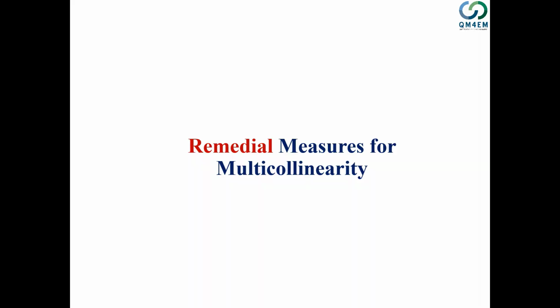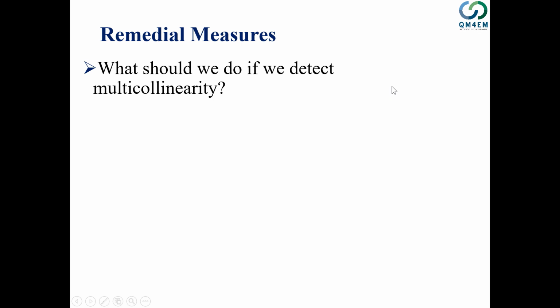So that was it. Now the final part of this lecture is to look into the remedial measures for multicollinearity. What should be done once we know there is multicollinearity? You may be bored already with a lot of technical stuff, so let me bore you further by adding some more technical things.